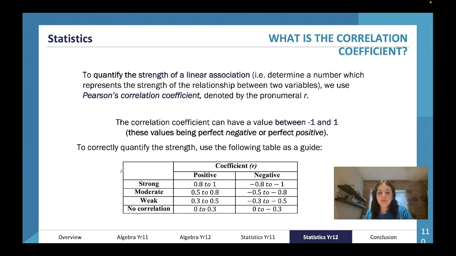A strong negative will be negative 0.8 to negative 1. A moderate negative will be negative 0.5 to negative 0.8. A weak negative will be negative 0.3 to negative 0.5. And no correlation will be 0 to negative 0.3.